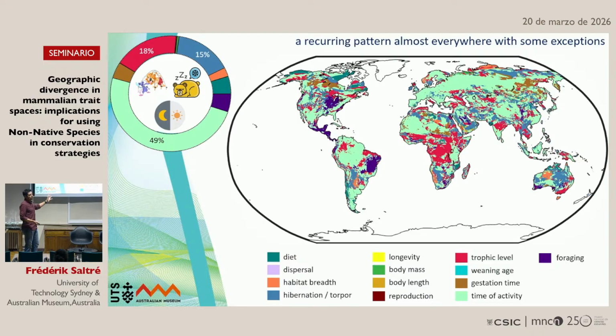Exactly the same thing. I didn't put back the sensitivity analysis approach where the things that are moving, I thought that twice was enough. But that's exactly the same thing. So you can see here that we have about 49% of the whole area that's mostly driven by time of activity, whether it's diurnal, nocturnal, and so on. You have about 18% that's still based in terms of trophic level, mostly around here, and so on. And still a little bit of hibernation and torpor playing mostly here, and here.